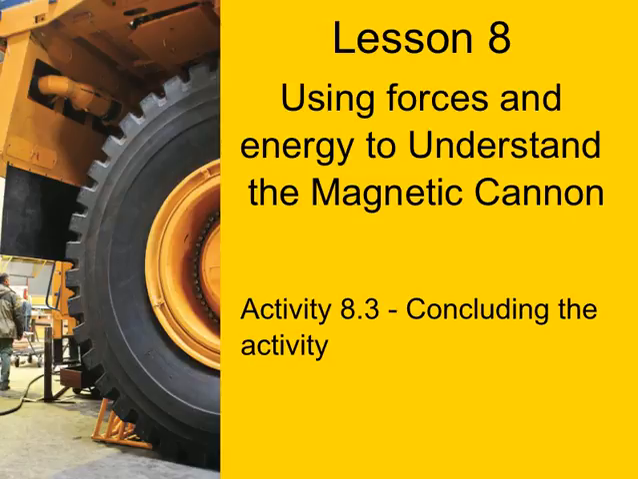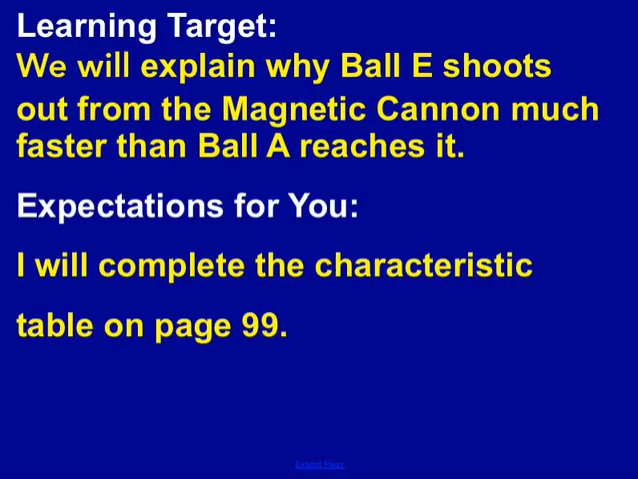So, first of all, our learning targets. We're going to explain why ball E shoots out from the magnetic cannon much faster than ball A reaches it. In the last activity, 8.2, we basically just took a look at why ball E shoots out, and why ball A stops when it hits the magnet. Now we're going to start to take a look at why ball E shoots out from the magnetic cannon much faster than ball A reaches it.